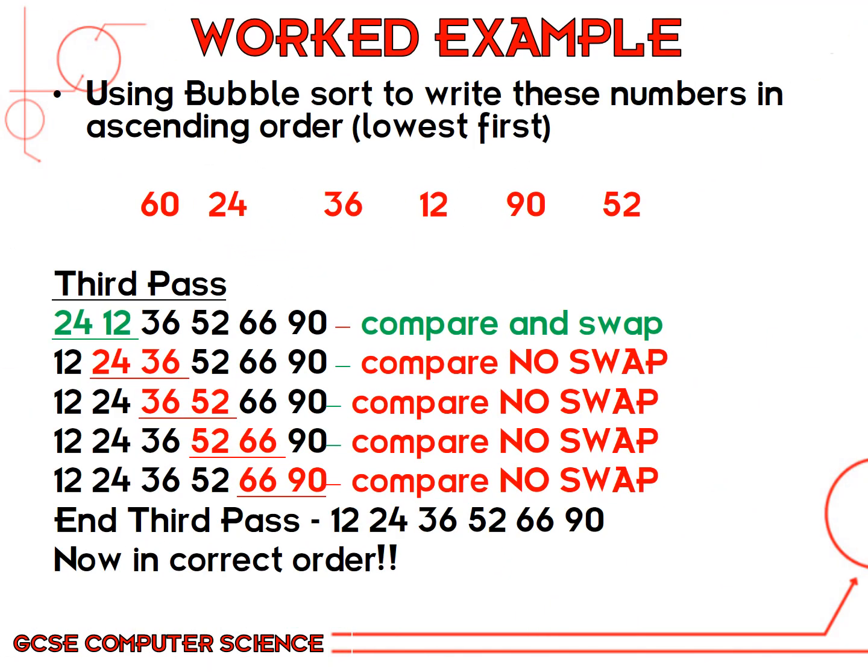Because the list is still not in the correct order, what we need to do is do a third pass, and you'll notice that the first two numbers need to swap, but then after that there are no more swaps. So at the end of the third pass, the items are now in the correct order.